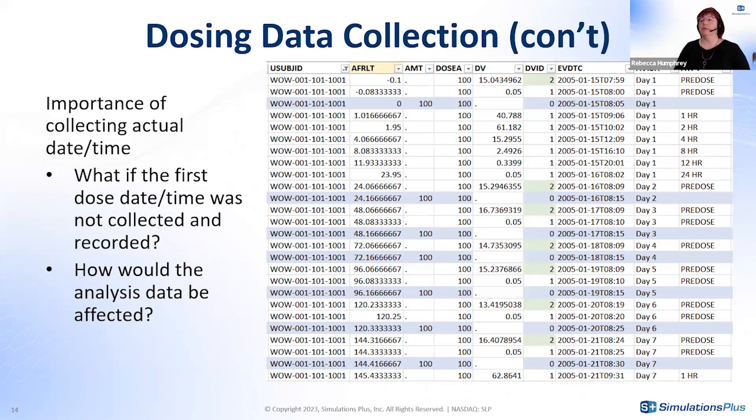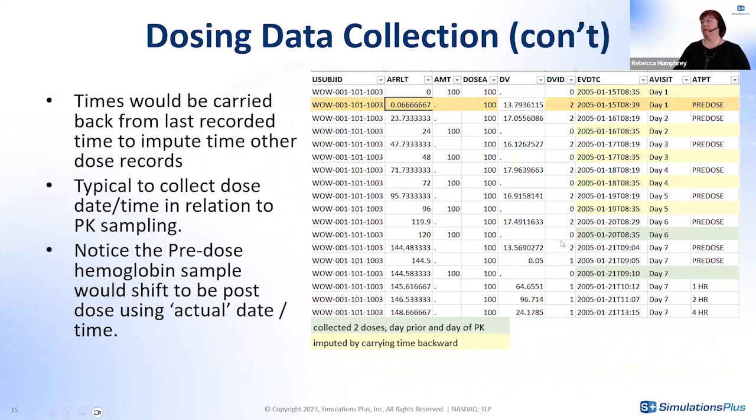I want to demonstrate the impact on an analysis data set if that first dose date and time was not collected and recorded. This is the example I first showed you. It has both the dose records, the PK records, and the PD records. Now imagine if PK was not collected on day 1 and that first dose date and time was not collected. How would that impact the analysis data set?